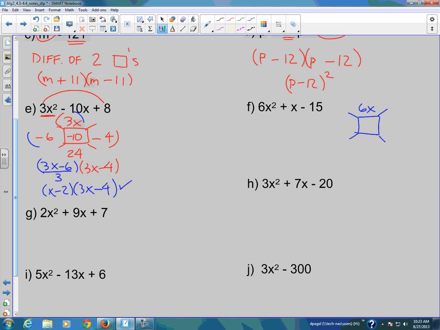6x on the top, 1 this time. 6 and 15 is a negative 90 because it's a negative 15. Positive 10 minus 9 produces negative 90. It also gives me that positive 1. So 6x plus 10 we'll be able to divide out of 2.